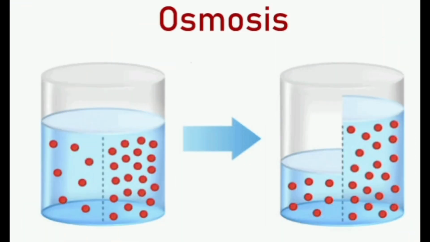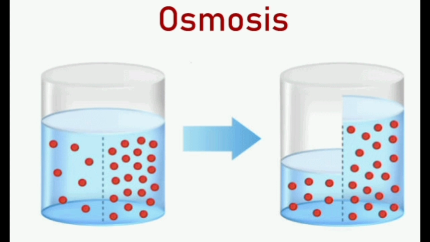There are two processes happening in the RO system. One is osmosis and the other is the reverse osmosis process. First of all, I want to share the osmosis process with you. Then I will discuss the reverse osmosis process.